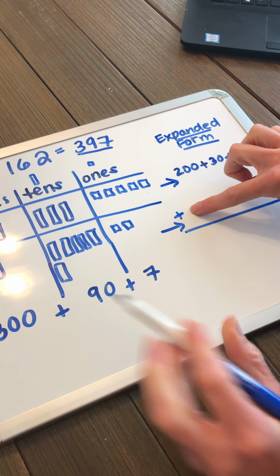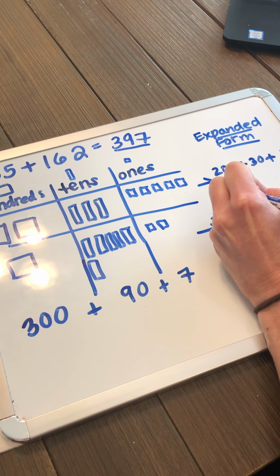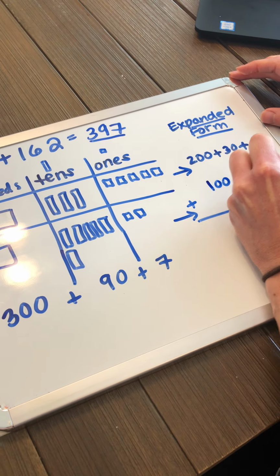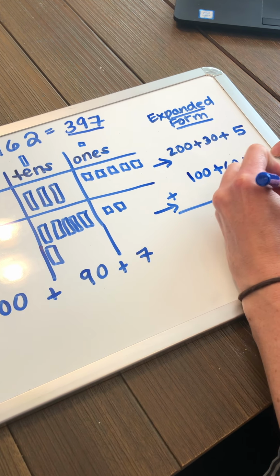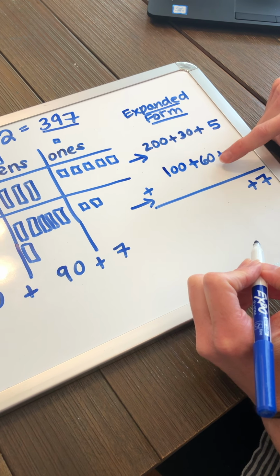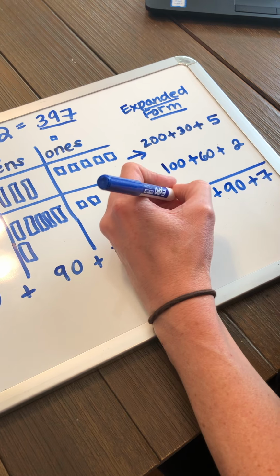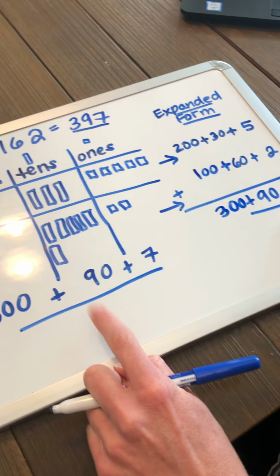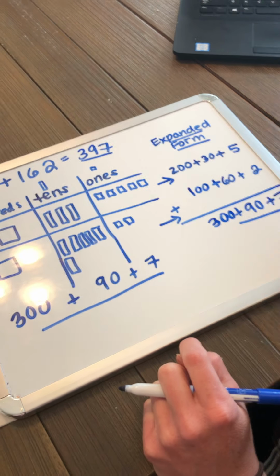If I want to add it or combine it to 162, I represent 162 by 162. And then I can add this up by saying 5 plus 2 is 7, 30 plus 60 is 90, and 200 plus 100 is 300. And if you see, I get the exact same answer. So I can do it by drawings or I can do it by expanded form.